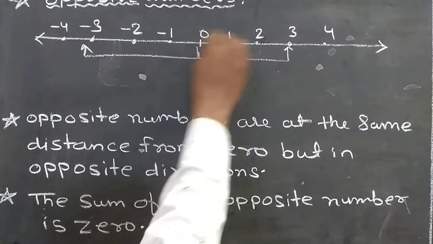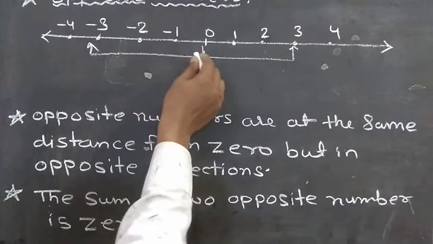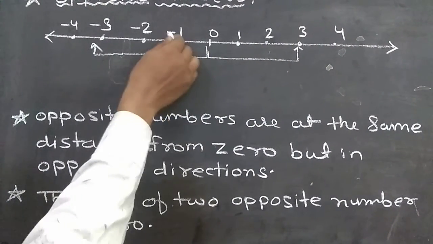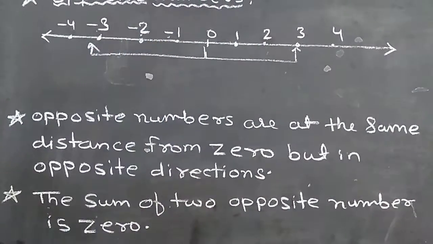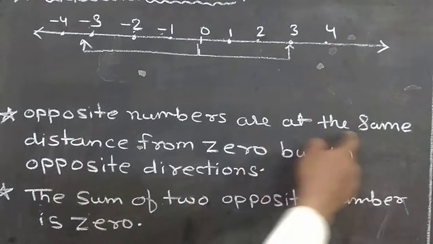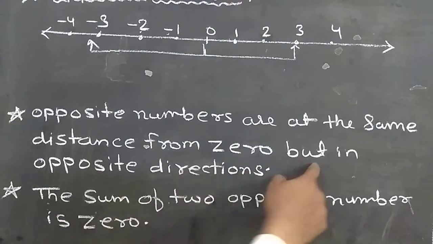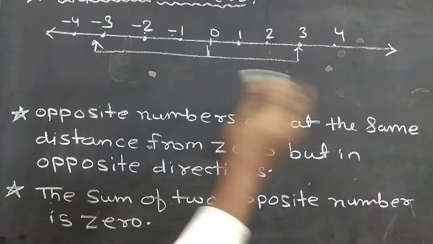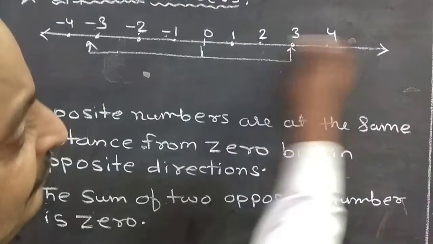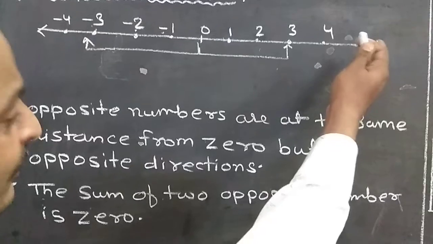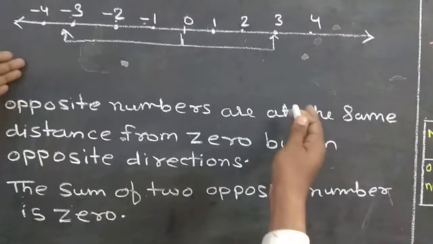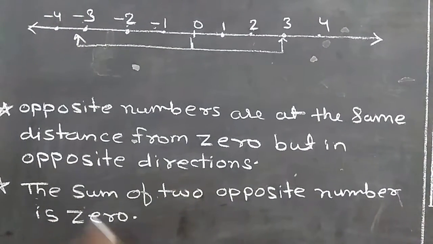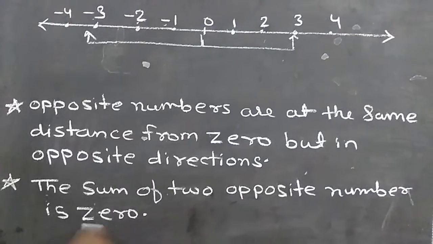See, from 0: 1, 2, 3, and on the left hand side you can see minus 1, minus 2, minus 3. So opposite numbers are at the same distance from 0 but in the opposite direction. The only difference is that both lie in the opposite direction. This one lies on the right hand side, on the plus side, and this one lies on the left hand side, on the minus side. Now the sum of two opposite numbers is 0.